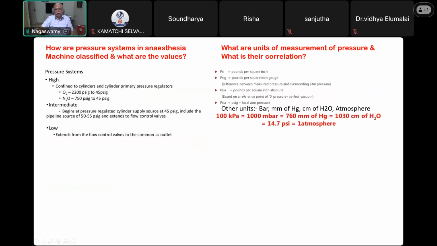If atmospheric pressure is included, it is mentioned as PSIA, or absolute pressure. So absolute pressure is equal to the pressure shown on the gauge plus the local atmospheric pressure. This is a very important difference you have to know. So when an oxygen cylinder reads 0, does it mean it is totally empty?